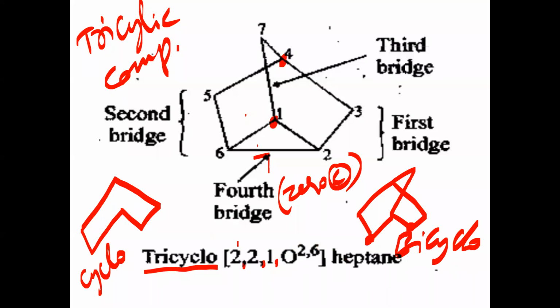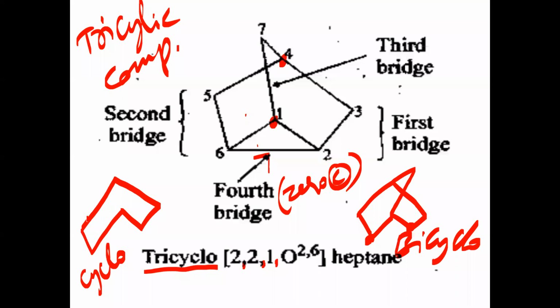So like this we have to understand the concept of tricyclo compounds. It is a tricyclic ring. So tricyclo heptane it is. Totally how many carbon atoms? 7 carbon atoms are there in this. That's why it is called heptane. So tricyclo heptane. And the number of carbons in each bridge should be given in descending order.